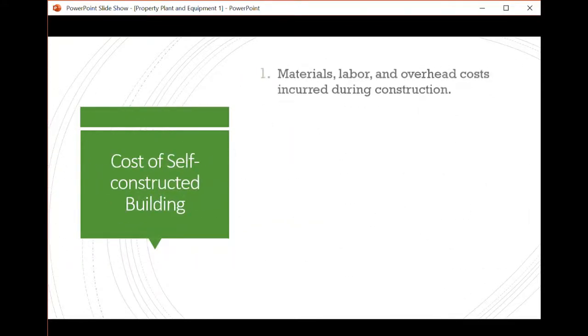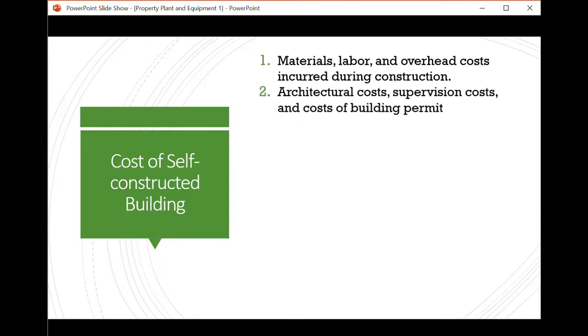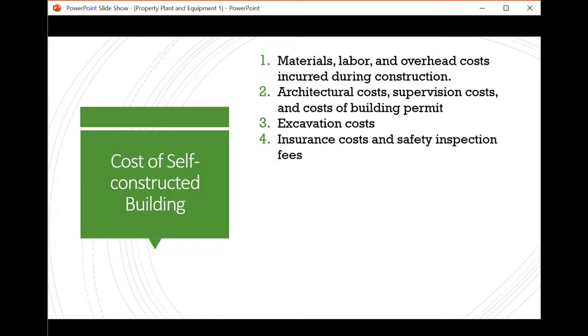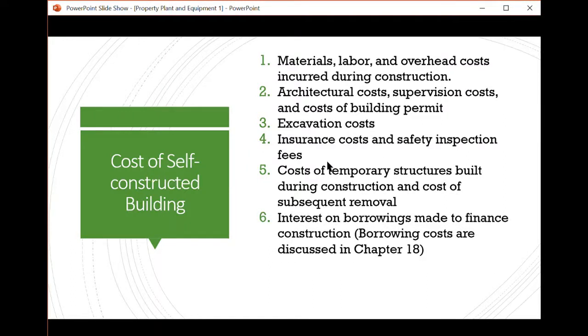Then, if it is a self-constructed building, you have the materials, labor, and overhead, architectural costs, supervision costs, cost of building permit, excavation, so magkubkub, insurance costs and safety inspection, cost of temporary structures built during the construction, and cost of subsequent removal. So, dahil na temporary fencing, apil na siya. Interest on borrowings. Kung nangutang ka for the purpose to construct a building, the interest related to that borrowing nga para gyud sa building ang proceeds atong pagpangutang. So ang interest adto is part of the cost of the self-constructed building.